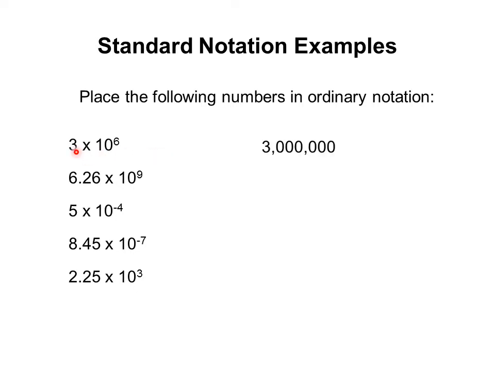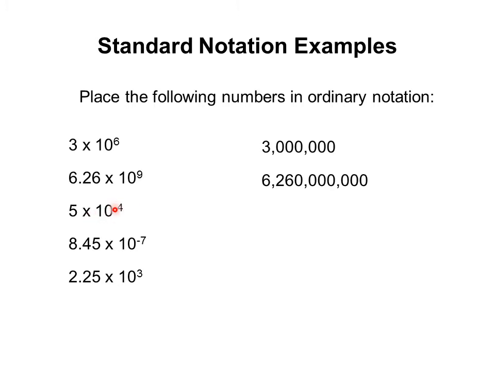So this is 3 times 10 to the 6. To express this in standard form, we'd put a decimal point right here and we'd move it 6 places to the right because this is positive. So we would move it 6 places to the right and that would give us 3 million. Here we have 6.26 times 10 to the 9th. And so we'd move this decimal point 9 places to the right. And so that would give us 6,260,000,000.